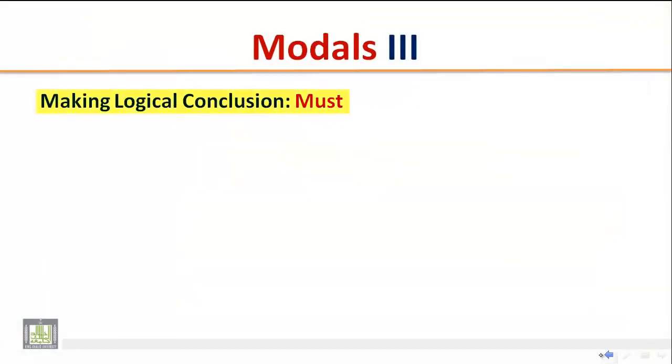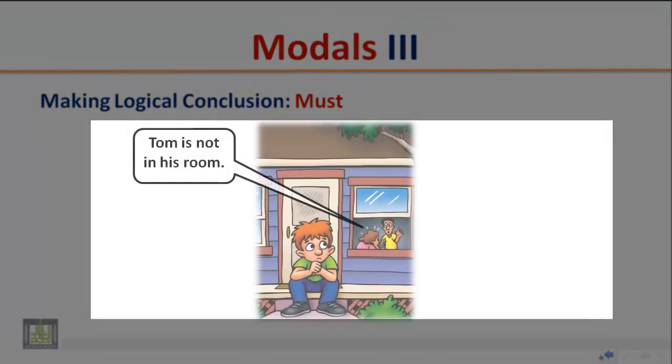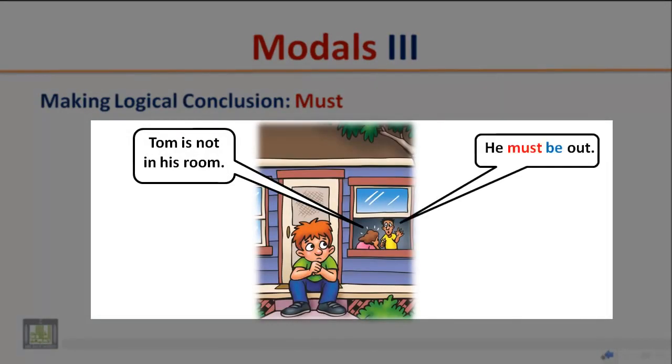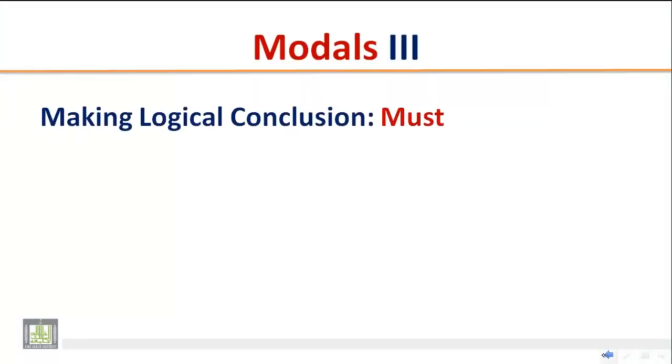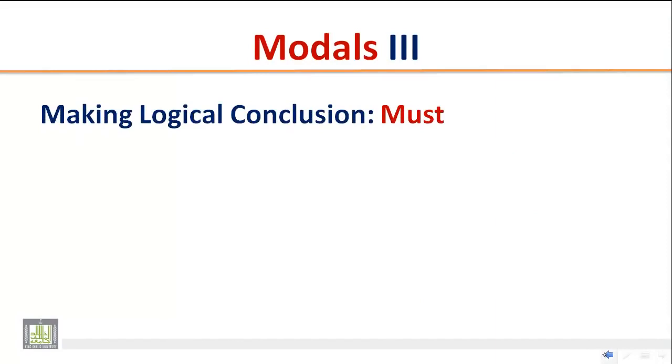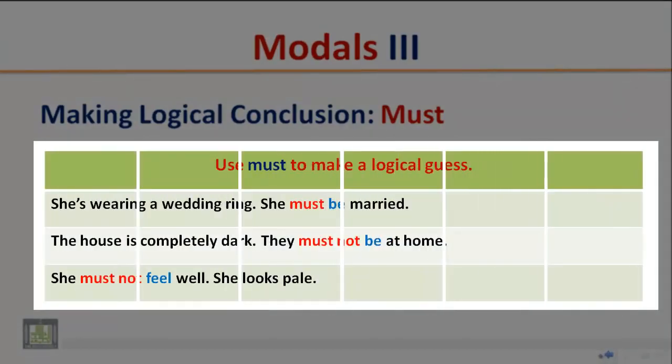Making logical conclusion, must. Listen to the following sentence and pay attention to the modal auxiliary. Tom is not in his room. He must be out. Making logical conclusion, must. Use must to make a logical guess. Examples: she is wearing a wedding ring. She must be married.